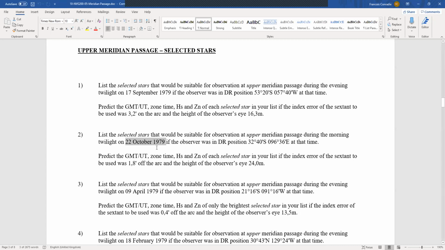In any case, so 22 October, if the observer was in the following position: 32 degrees 40 minutes south and 96:36 east. So everyone can just write that down if you haven't done that yet.